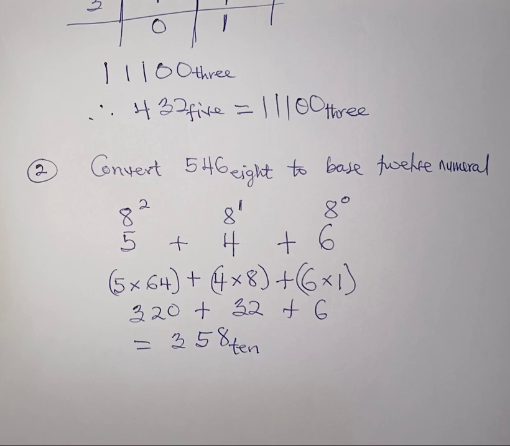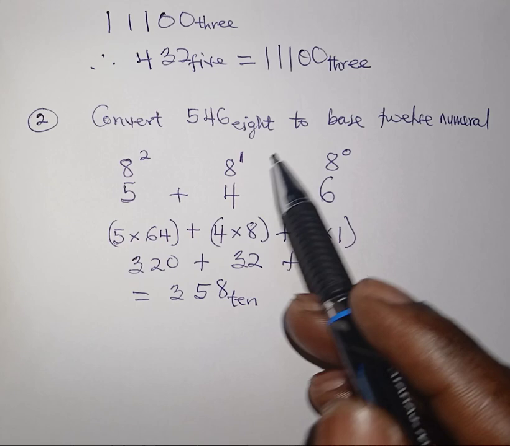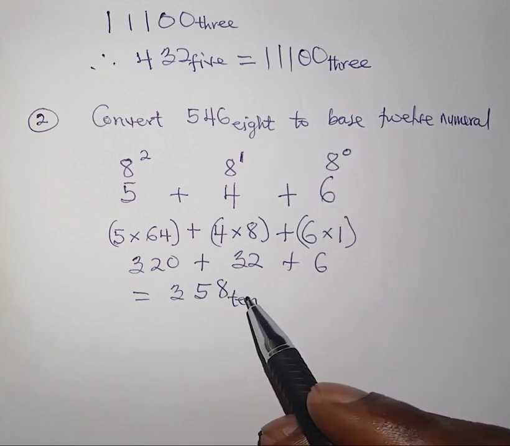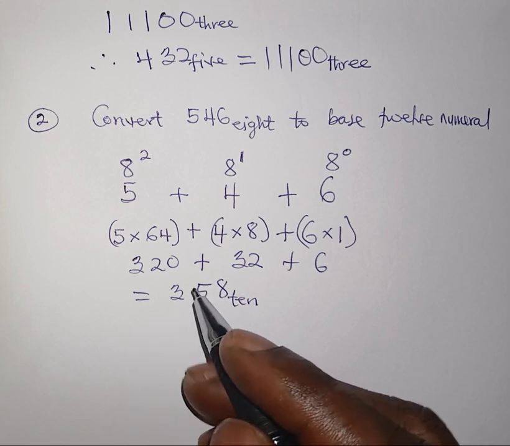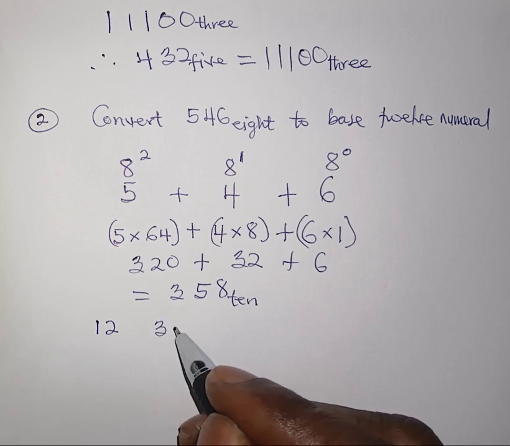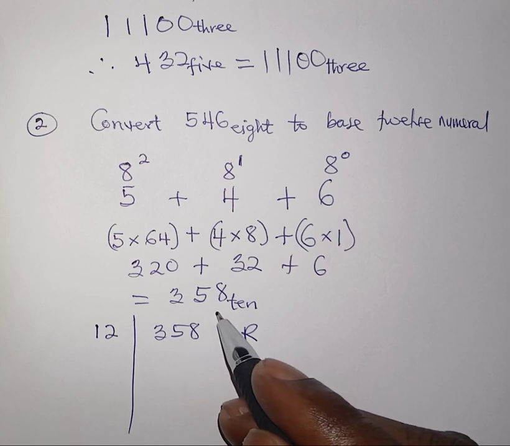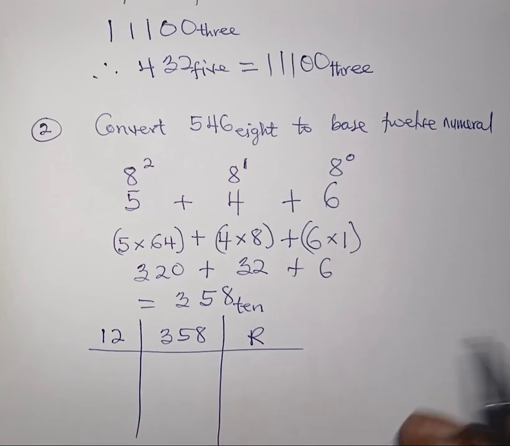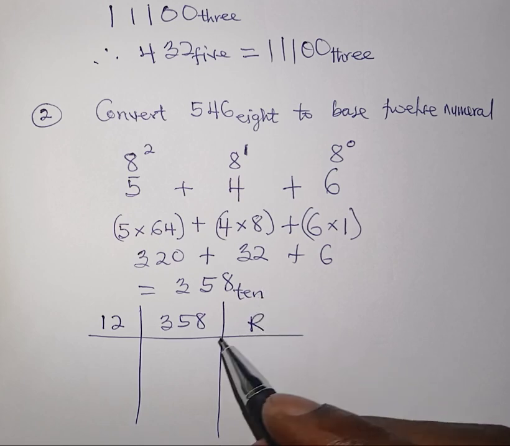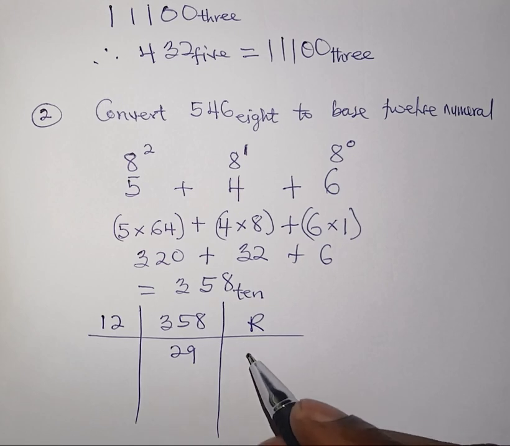Great. So once you have this, then we can change this to base 12, because the question demands we convert to base 12, and you know how to do it. That means I'm going to divide all this by 12. So I'll write my 12 here, I'll write my 358 and my remainder. I'll rule my table. Good. So 12 divides 358 how many times? I'm going to get 29, remainder 10.